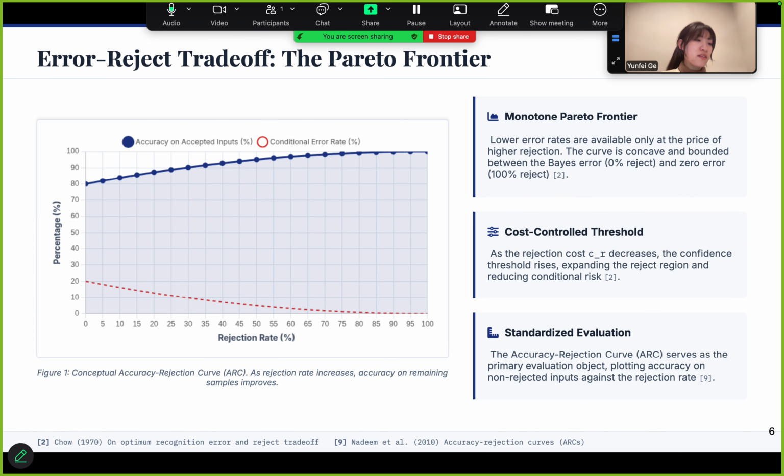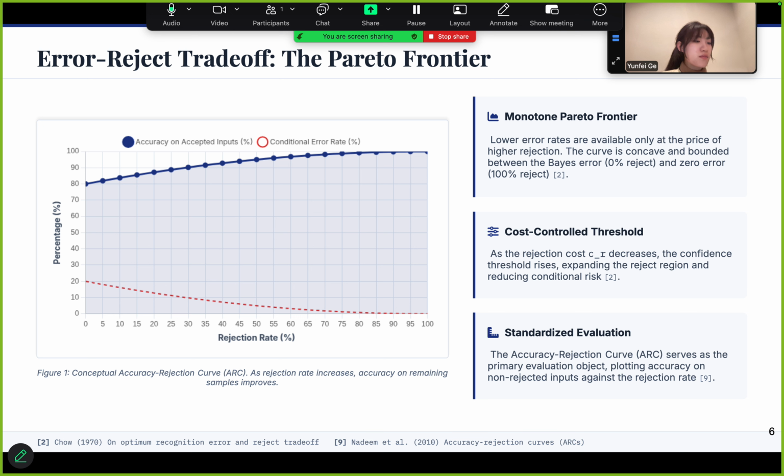As you vary the rejection cost C to R, you sweep a curve in error rate versus rejection rate space. That curve is a monotone parallel frontier. Lower error is only available at the price of higher rejection. You cannot have both at once, which is intuitive. That is, the more selective you are, the more you reject.